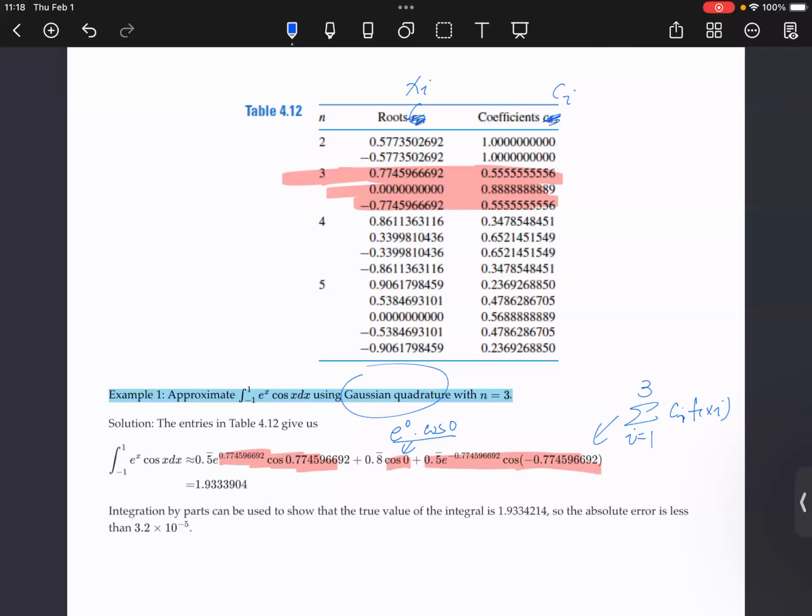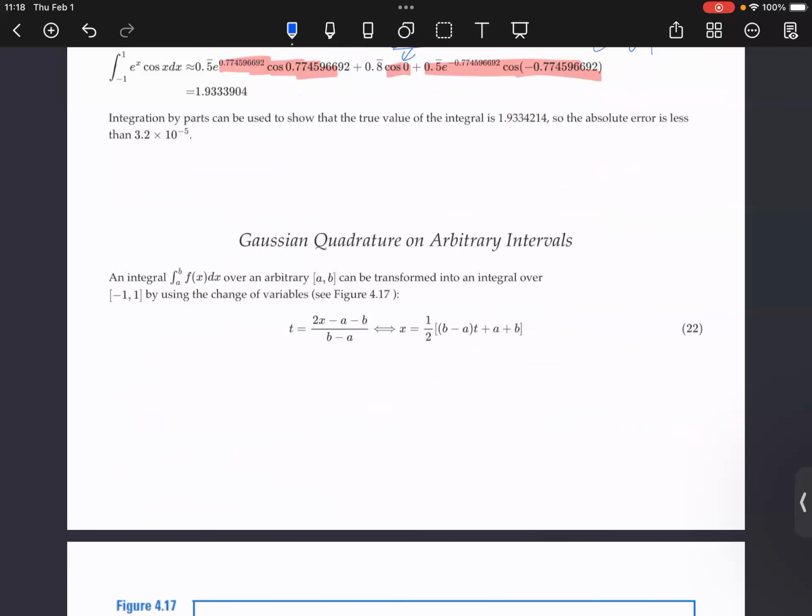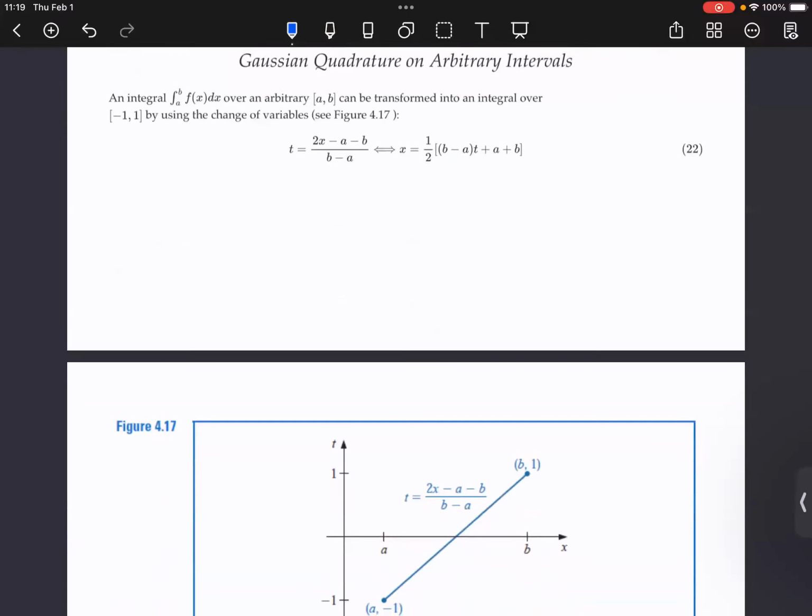So let's see. We want to take a look at the applications first, because the theorem is not so interesting. So let's take a look at another application here. If we have a general integral from a to b, what can we do? Actually you can convert the integral from -1 to 1 to a to b.